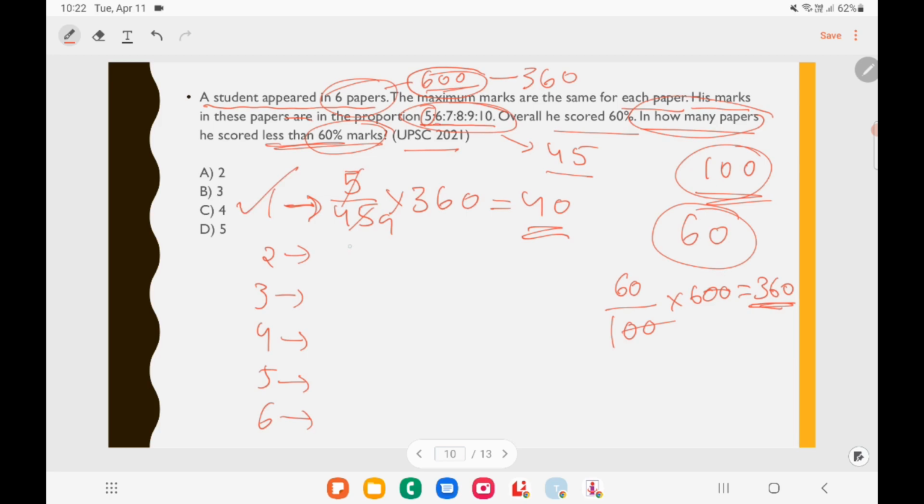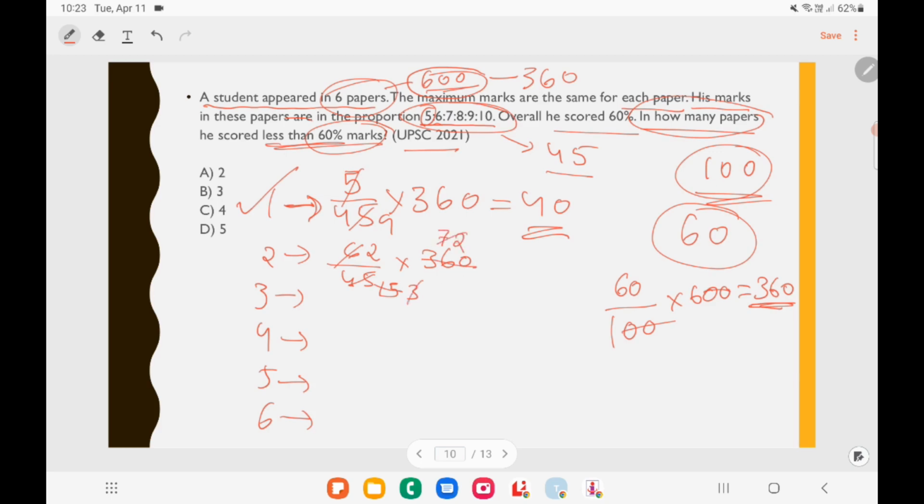So next is 6. So 6 by 45 into 360. Now 6 by 45 into 360 means if you cancel by 3, it will become here 2. Here it is going to become 1 and 50. Right. So you can cancel by 5. It is going to become 3 here. And it is going to become 7 and 2.